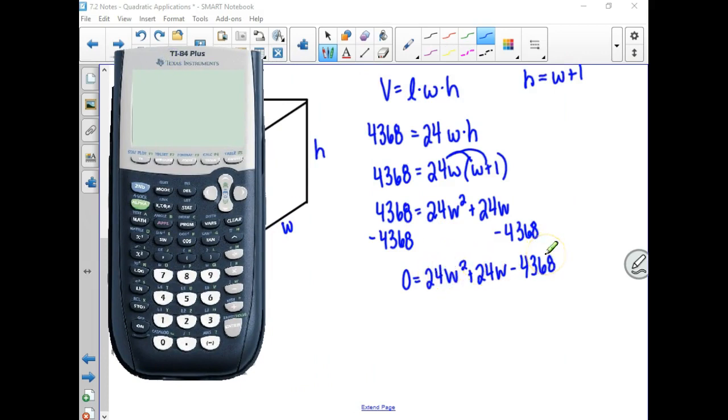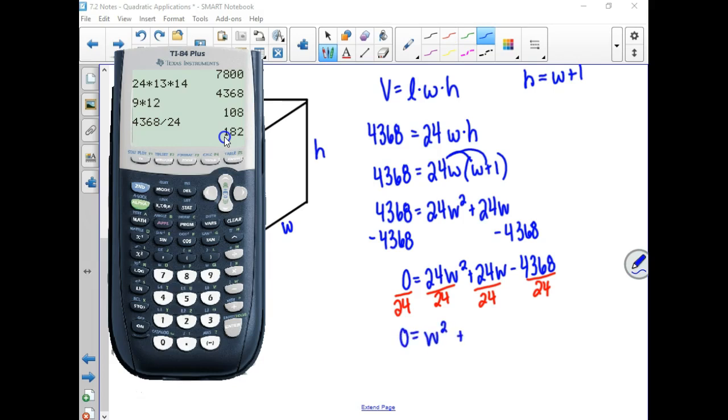So we're going to pull out our calculator here because these numbers are getting pretty big, and it would be nice if all of these are divisible by 24. So let's check to see if 4,368 is divisible by 24, and it is. We get 182, so we're going to divide everything by 24. And whenever we do that, we get 0 equals W squared plus W minus 182.